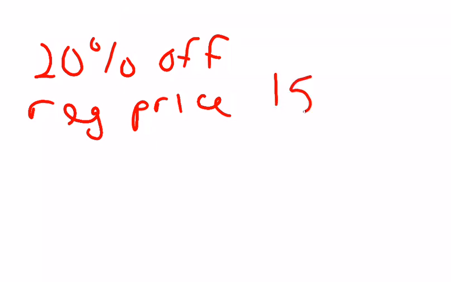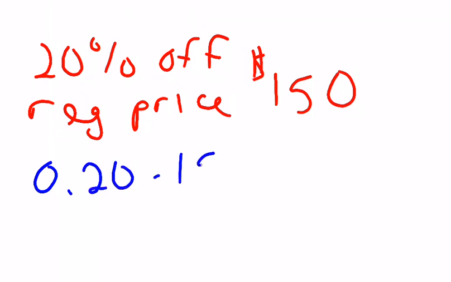Finding sales price. So what is the sales price of an item that is on sale for 20% off? The regular price of $150. So this problem is done in a couple different steps. First we need to figure out what 20% of 150 is. So we want to take 0.20 times 150. And that gives us 30.